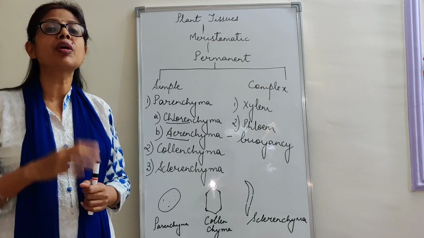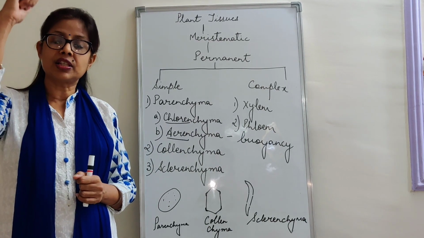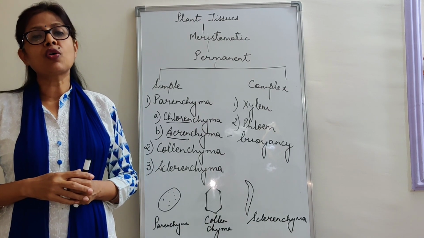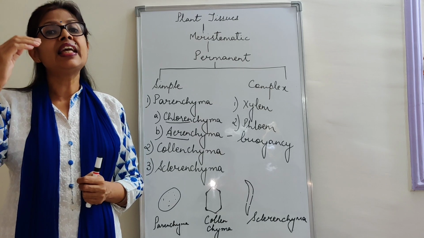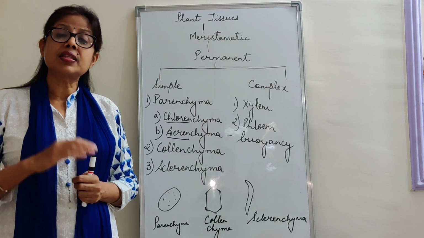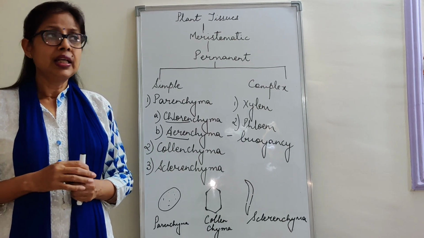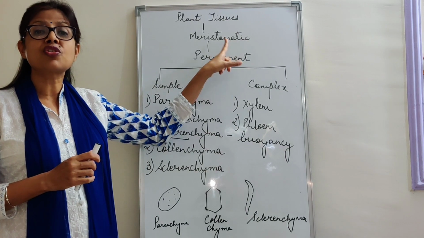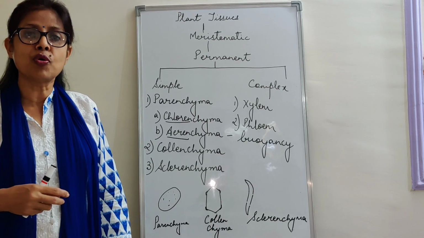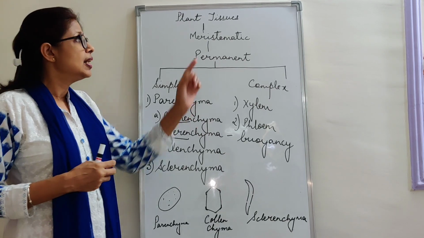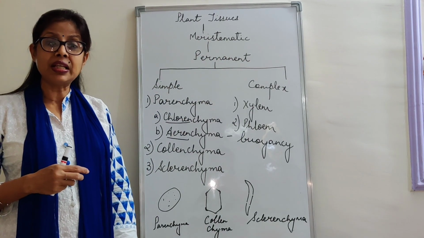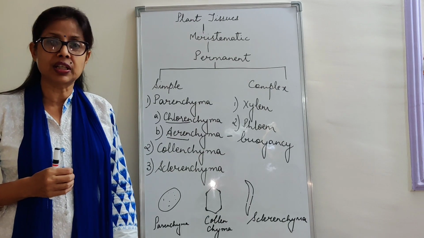They are present in three parts of a plant, either at the top, in the middle, or at the side, which we call apical, intercalary and lateral meristem. Once the plant has attained its growth, this meristematic tissue is of no use, because the plant needs to grow no more. So this tissue changes into permanent tissue. That means they are assigned different work.